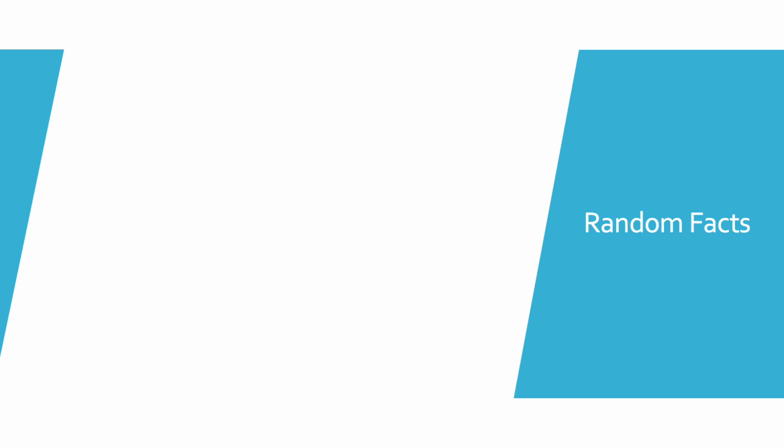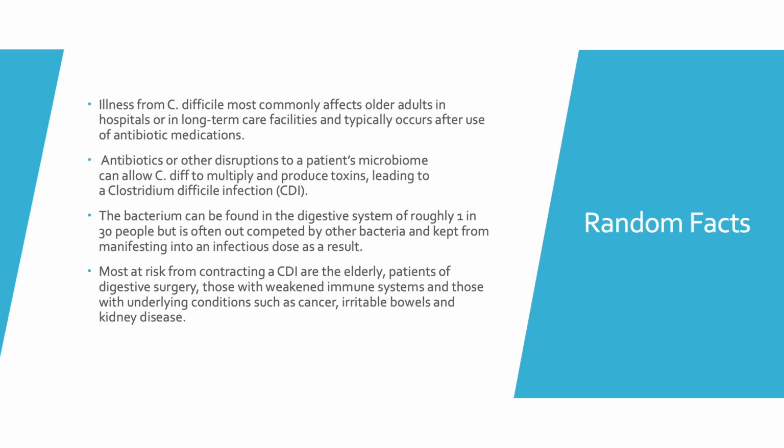These are some random facts that I found interesting regarding Clostridium difficile. Illness from C. difficile most commonly affects older adults in hospitals or in long-term care facilities and typically occurs after use of antibiotic medications. Antibiotics or other disruptions to a patient's microbiome can allow C. diff to multiply and produce toxins, leading to a Clostridium difficile infection. One common antibiotic that this is regarding is penicillin.